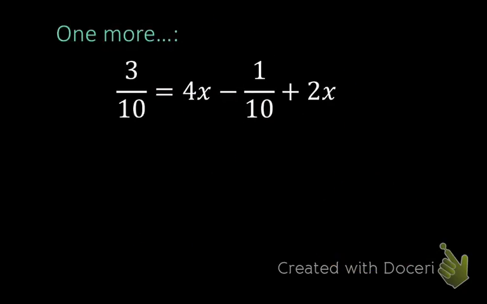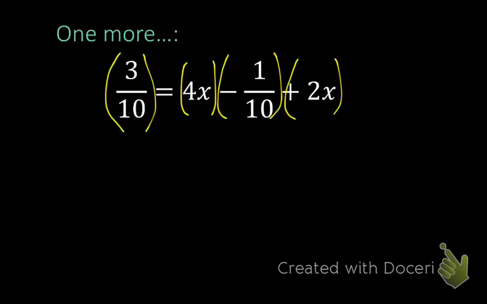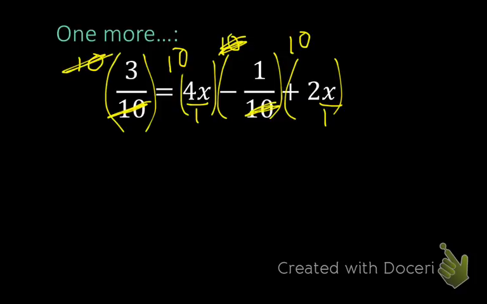Okay, one more. Again, everything in parentheses, every term. This one's fairly simple. My common denominator is 10, because the common thing between 10 and 1 is 10. So I'm going to multiply everything by 10. My 10s cancel. That's the point. Oh wait, that 10 does not cancel. But when I have a denominator of 10, they cancel. Then I'm just going to rewrite 3 equals 10 times 4x is 40x, 1 times 1 is minus 1, 10 times 2x is 20x.